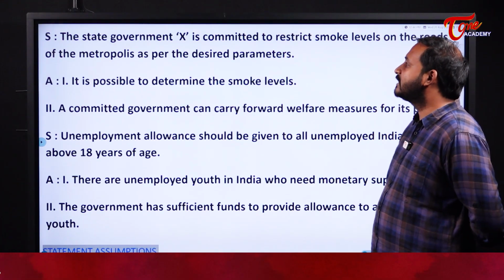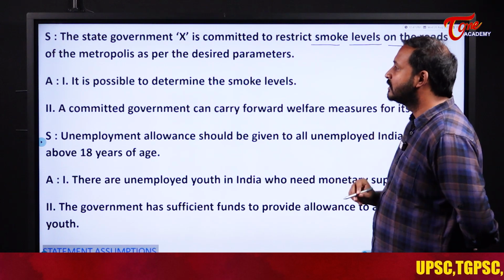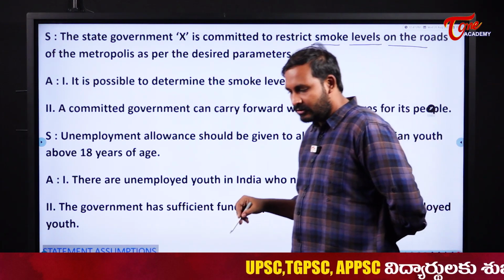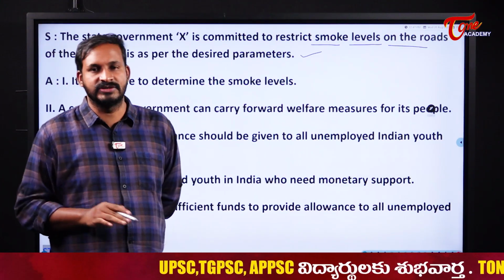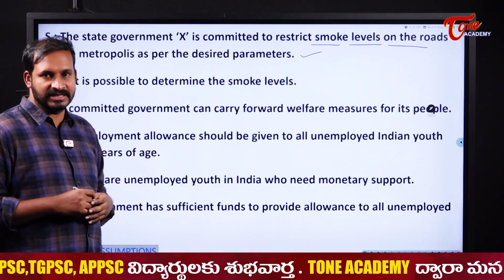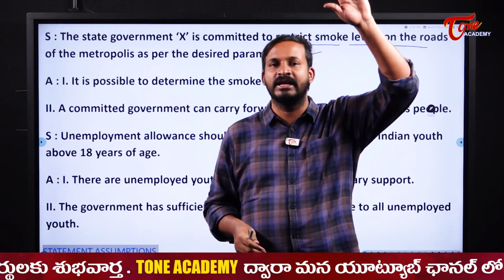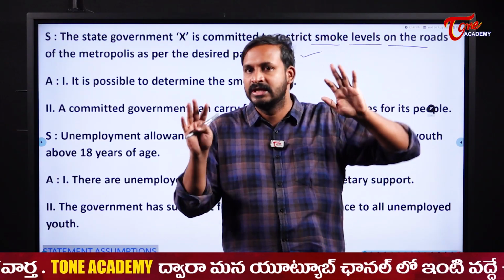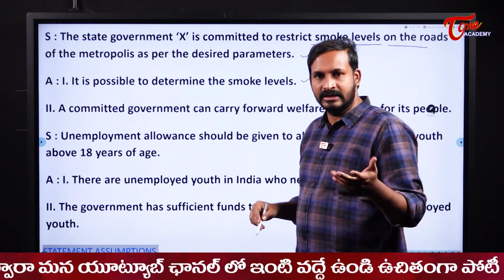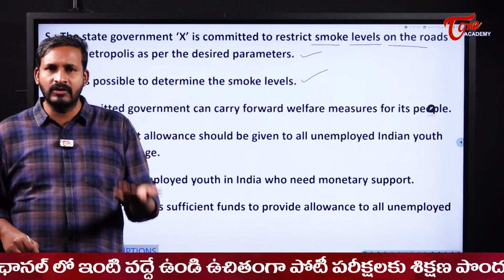First one: the state government X is committed to restrict smoke levels on the roads of the metropolis as per the desired parameters. Okay, the state government has decided to reduce it. Now, is it possible to determine the smoke levels? Yes, it is possible. That is the reason, without any measuring instrument, how can you say earlier it was this, now it was reduced to this. Yes, there is a possibility to measure the smoke levels. That is the reason they are measuring it, and they feel that it is very high. They want to reduce it.